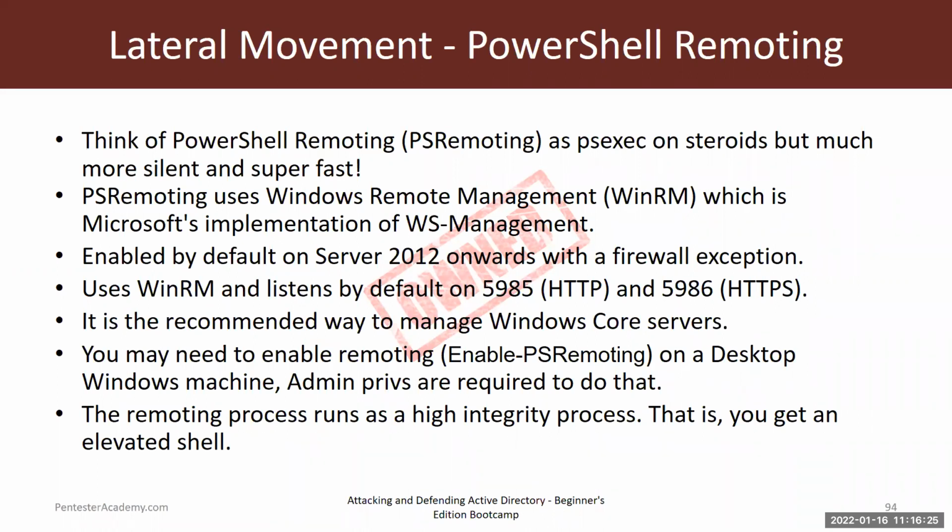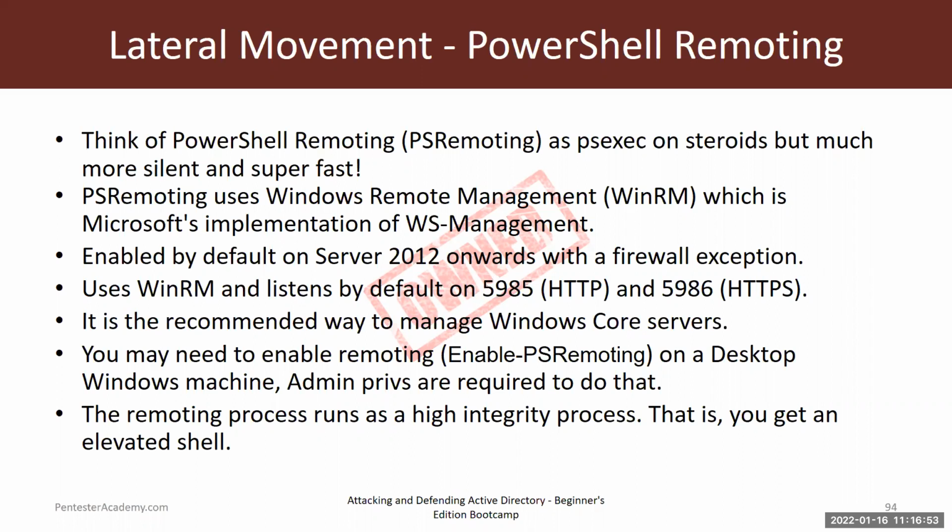Now, WinRM is enabled by default on Server 2012 onwards, with a firewall exception added to the Windows firewall. PowerShell remoting, or WinRM, listens by default on port 5985 for HTTP and 5986 for HTTPS. So the transport protocol used by WinRM is HTTP or HTTPS, depending on the settings.